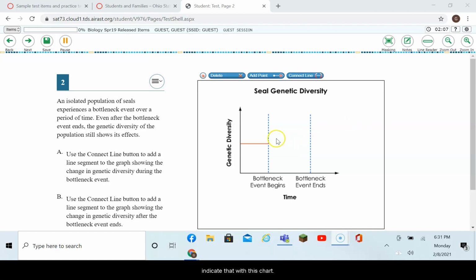So let's indicate that with this chart. So it's at a point, connect line. Okay. So there we're showing that the bottleneck effect really drastically changed the genetic diversity. Now what happens after the bottleneck effect? The change is we're still getting less genetic diversity, but it's not as steep a slope. Okay? That's all there is to this one.